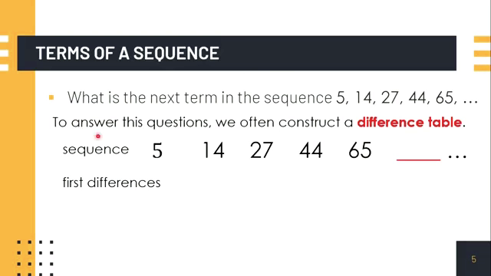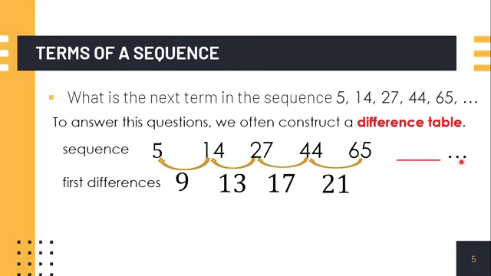Okay, first, we are going to get the first differences. How is it done? We are going to subtract the first term from the second term. So, 14 minus 5, that is 9. 27 minus 14, that is 13. 44 minus 27, that is 17. 65 minus 44, that is 21. As you can see, class, in the first differences, the differences are not yet equal. So, we're going to proceed to the next differences.